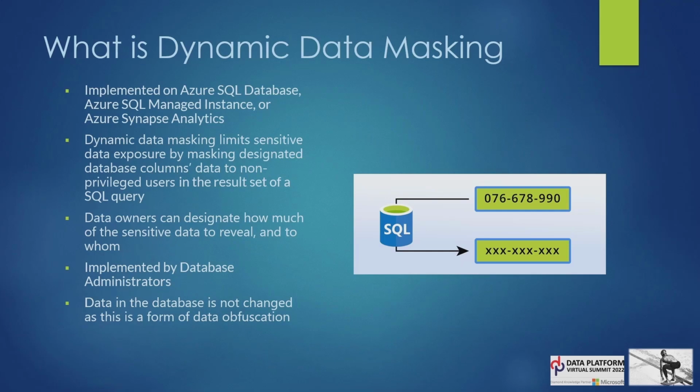Do note that the core data in the database is not changed. This is just a form of data obfuscation. So any of your queries, any of your where conditions, any of your pipelines and processes will run just fine, assuming they have access to the data, and they would, those identities that they run as should have access to the unmasked data, and they can run fine doing calculations, etc.